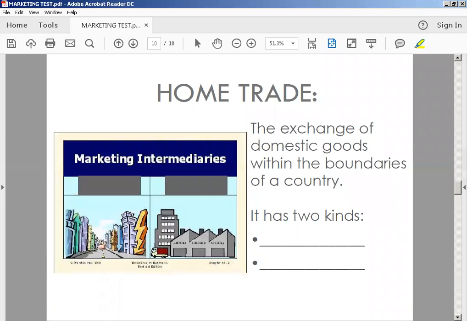Then you have another fill in the blanks. The exchange of domestic goods within the boundaries of a country has two kinds. This is your blank. These two are your blanks. You have to write it down in the same number.